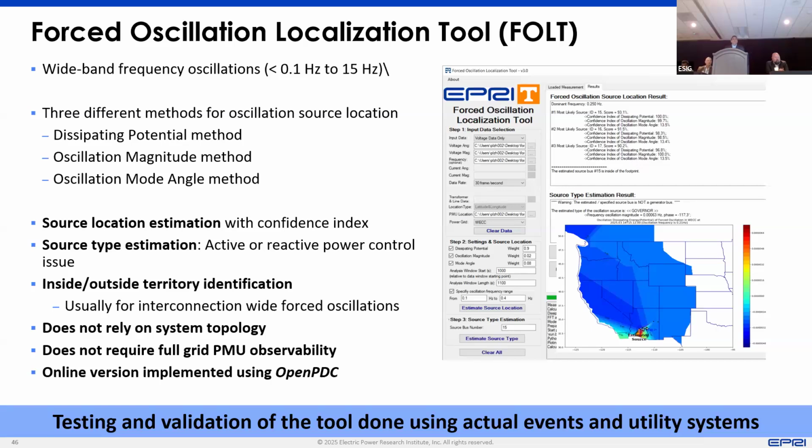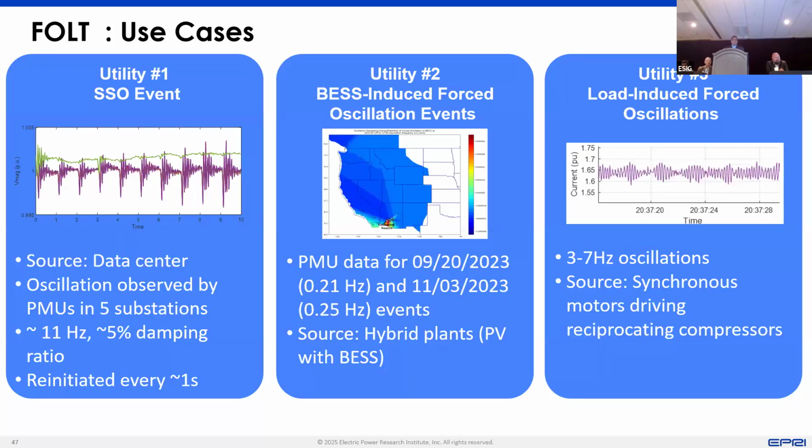We've been testing and validating this tool with actual events, and just a quick example I'm going to show in the next slide is looking into different kinds of events. So one event which mainly originated from a data center, related to a reactive power issue. We validated that, and it was able to tell where the source is. Also, what is the damping ratio of it? What kind of oscillation is it?